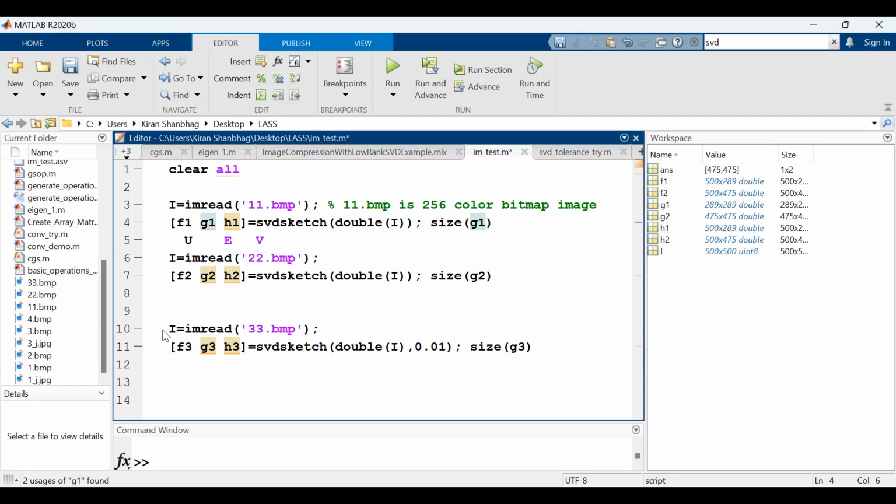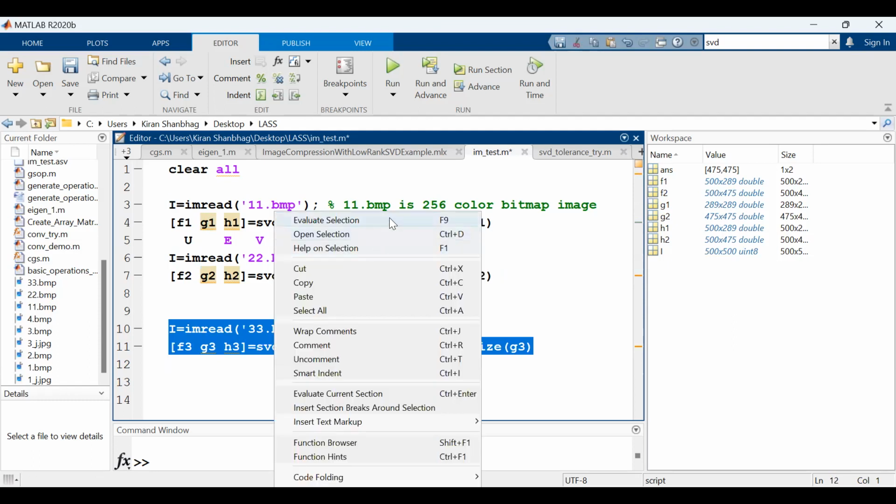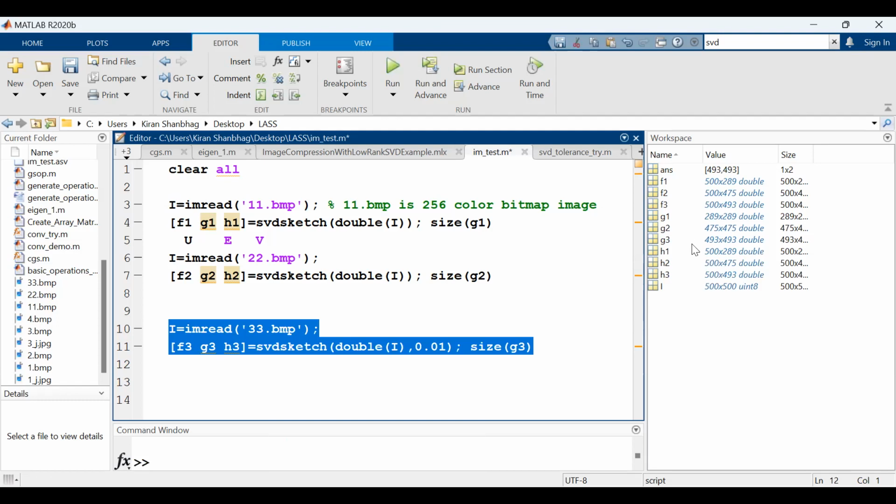Now let me try it with the third image, 33. What's the difference? In the third image, I again scribbled it with two more colored pens. I took some yellow and other colors, and you can see here G3, the singular values. Earlier it started with 289 for lesser details, for larger details 475, and then for higher it went to 493. So what does it mean, by the way? It means that when you perform singular value decomposition, it's those singular values.